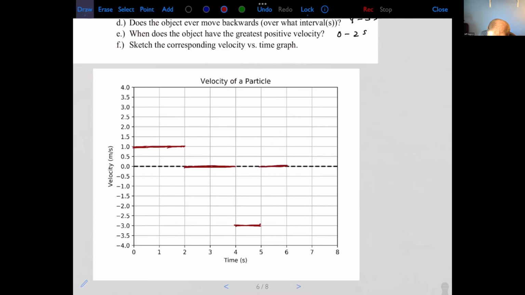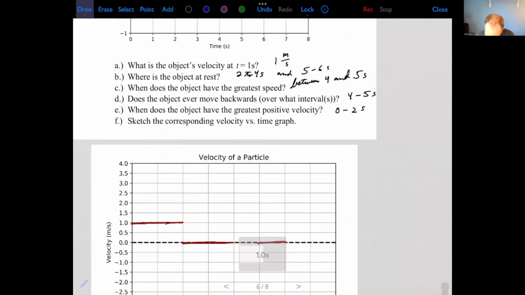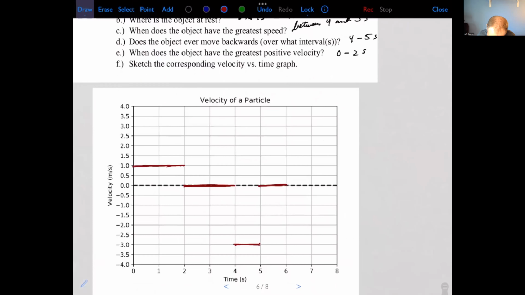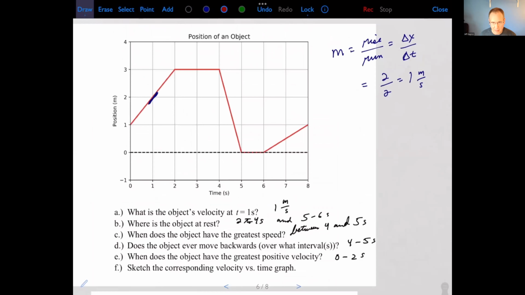So like that. And then finally, from 6 to 8, it looks like, let's see, the rise is 1, right? To go from here to here, I want to go up 1 and then over 2. So it looks like +1/2, or 0.5, right? So something like that. So that would be my corresponding velocity versus time graph. This velocity versus time graph corresponds to that position versus time graph.